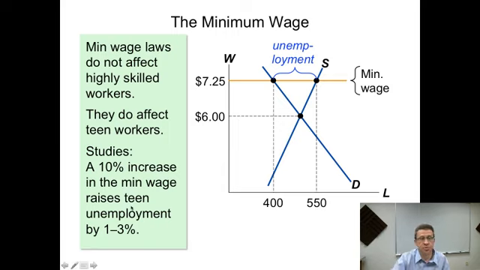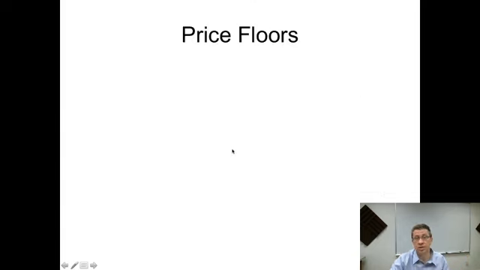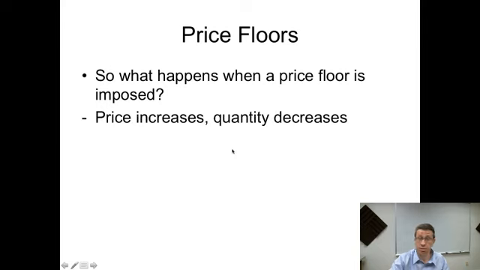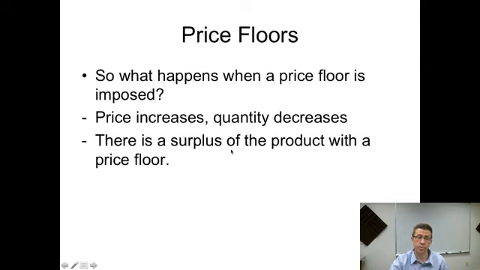So the consequence of this is actually pretty enormous. 10% increase in the minimum wage raises teen unemployment by 1 to 3%. If you have an increase that's 20%, well, then you're looking at 2 to 6% increase in unemployment. So what happens if you put in a price floor, like a minimum wage? Well, the price will go up, but the quantity will drop. You'll see a surplus of the product, right? There's a surplus of workers.